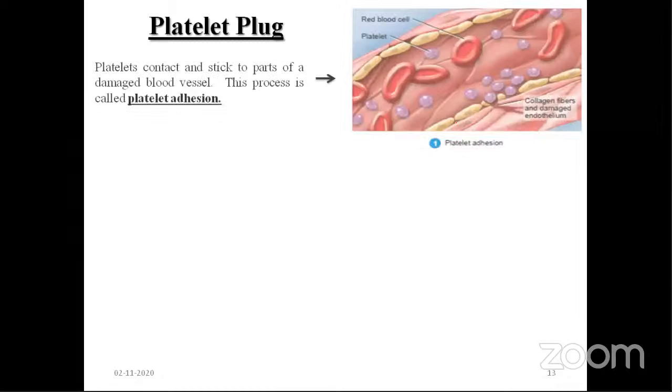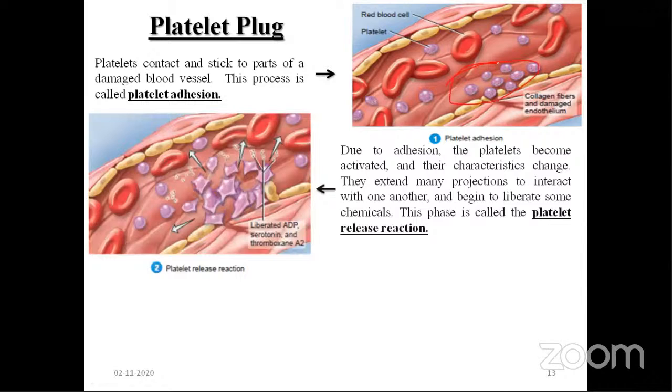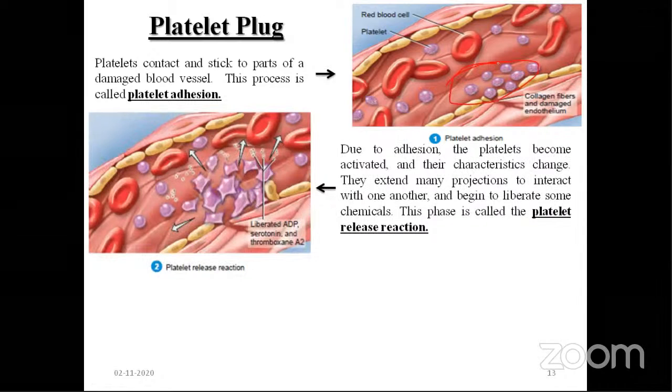Now, how is the platelet plug formed? The damaged platelets become very sticky, and they come and adhere to the broken part of the collagen fibers and the damaged endothelium. So these platelets come and accumulate wherever there has been damage to the blood vessel. They come and seal that damage by sticking to it, and this process is called platelet adhesion.